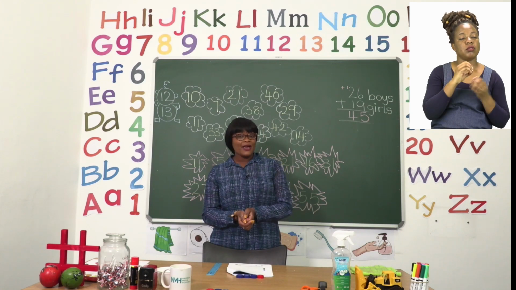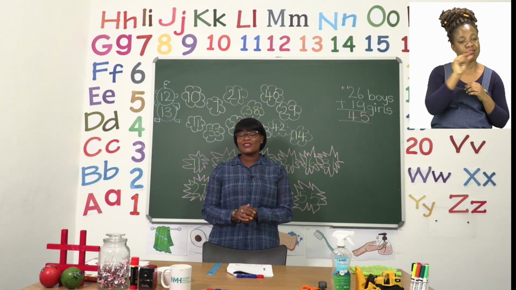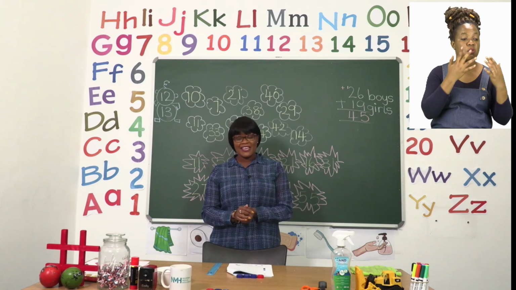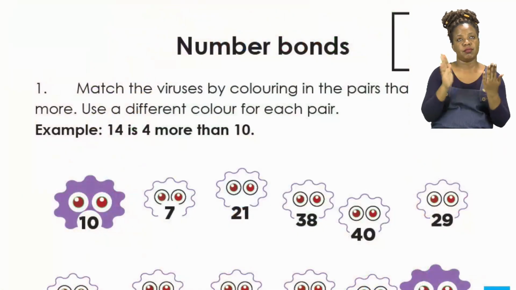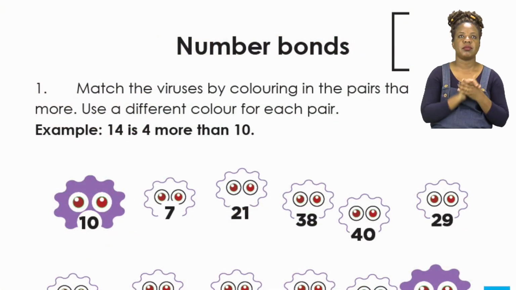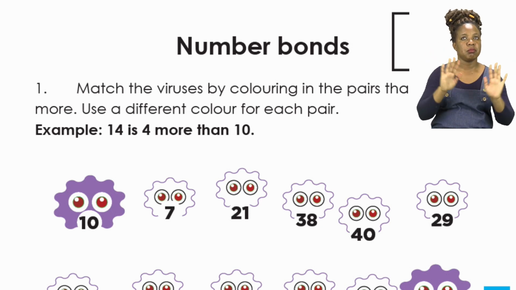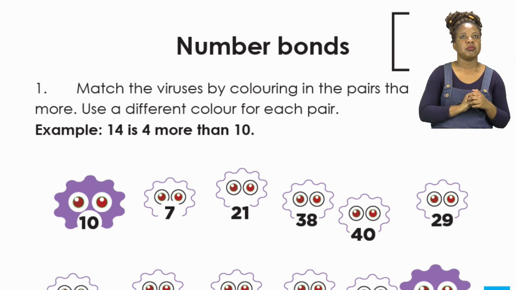Now that we're done with that one, I want you to please join me for the next activity on page 13. On page 13, the first one is asking us to match the viruses by color and the pairs. So what we are going to do is add 4 more to each number. So they have given us an example which we want to try and find the answer to by ourselves.